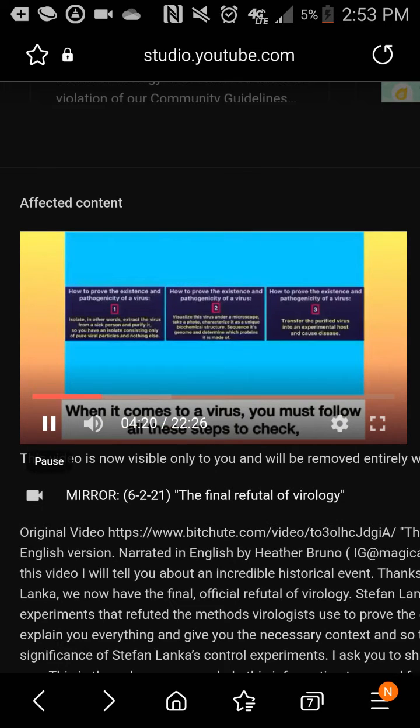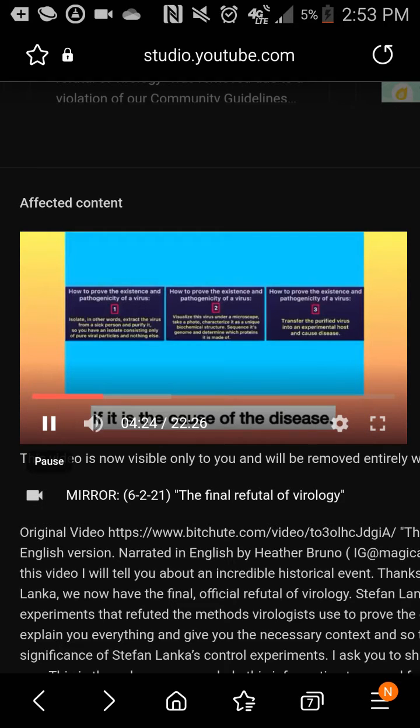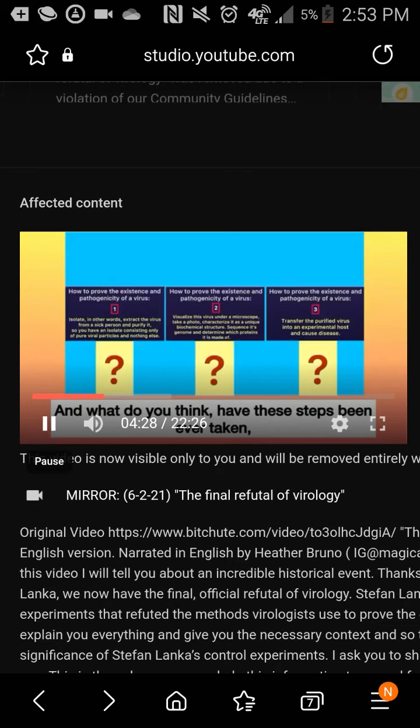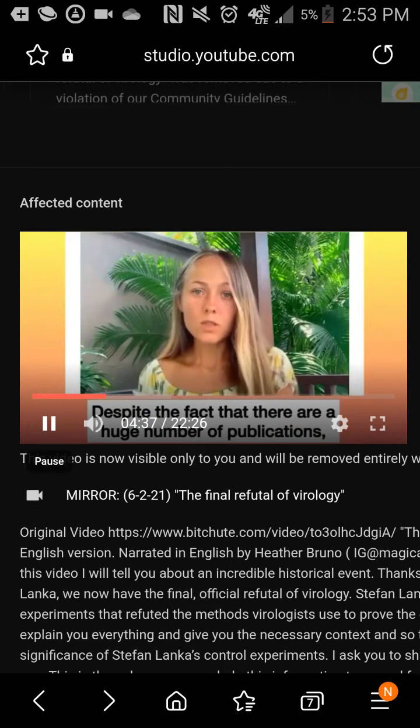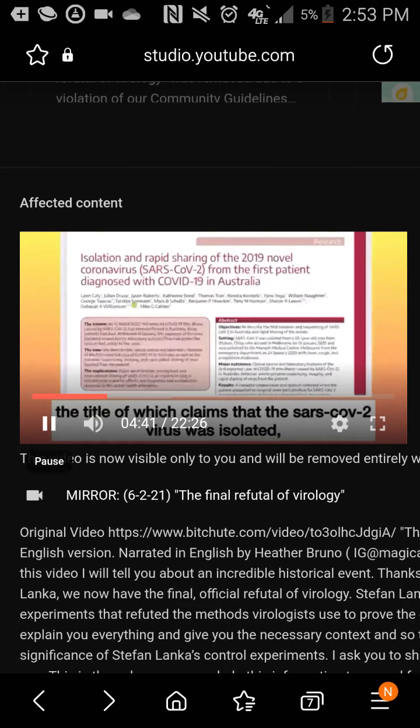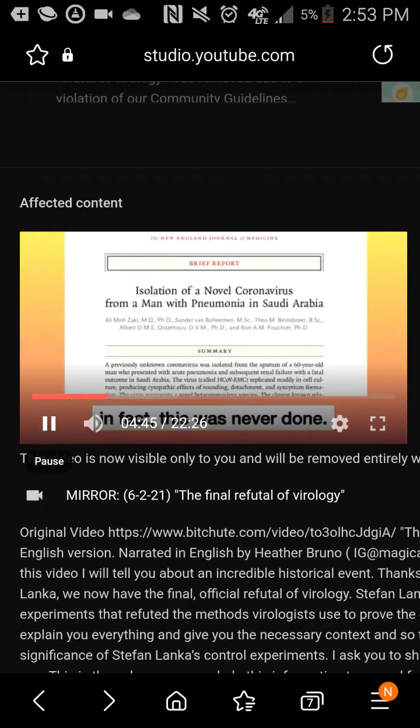When it comes to a virus, you must follow all these steps to check if it is the cause of the disease. And what do you think? Have these steps ever been taken in the entire 1.5-year-old story named COVID-19? Not a single time. Despite the fact that there are a huge number of publications, the title of which claims that the SARS-CoV-2 virus was isolated, in fact, this was never done.